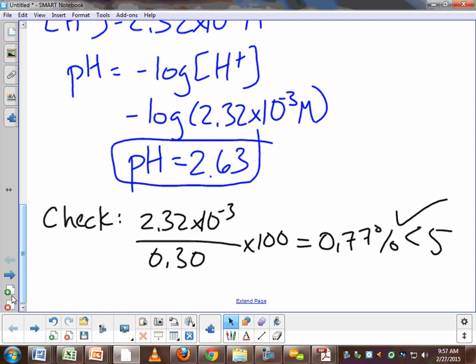0.77% dissociated. Acetic acid is one of the stronger weak acids that's out there. That's how quote-unquote weak acids truly are. I mean, if acetic acid is at the strong end of the spectrum, and it's really not that strong, it's less than 1% dissociated. That's why there's such a massive difference between our strong acids and our weak acids.